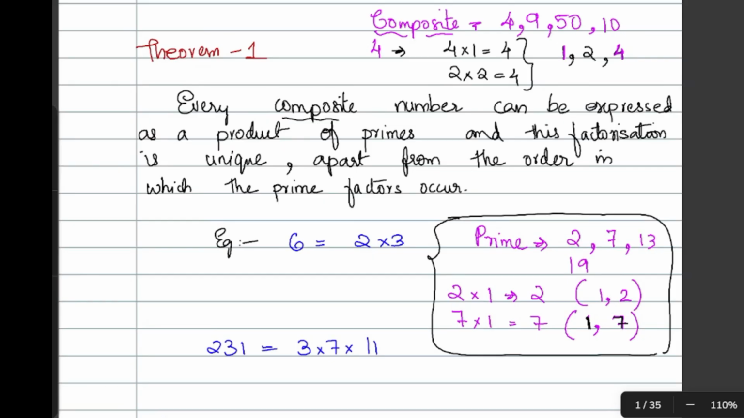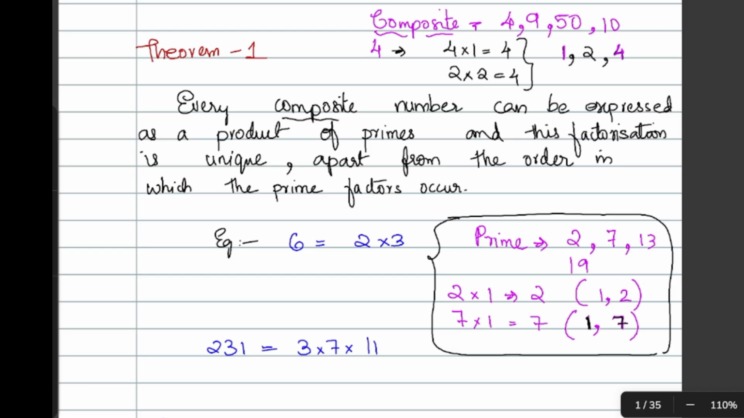So now let's go to theorem 1. I first explained the composite numbers and the prime numbers, and now to explain these things: every composite number can be expressed as a product of primes, and this factorization is always unique, apart from the order in which the prime factors occur.